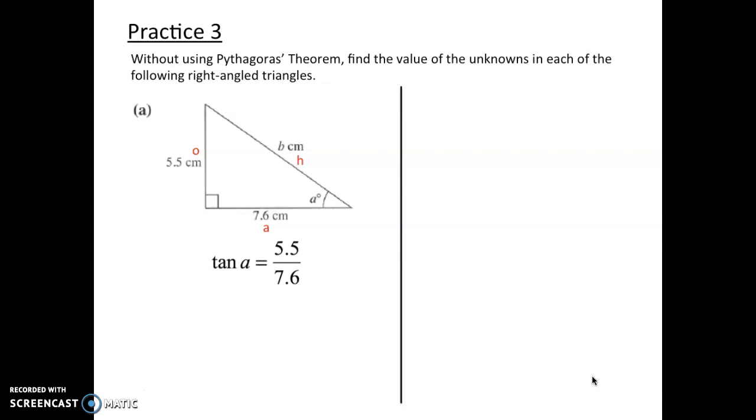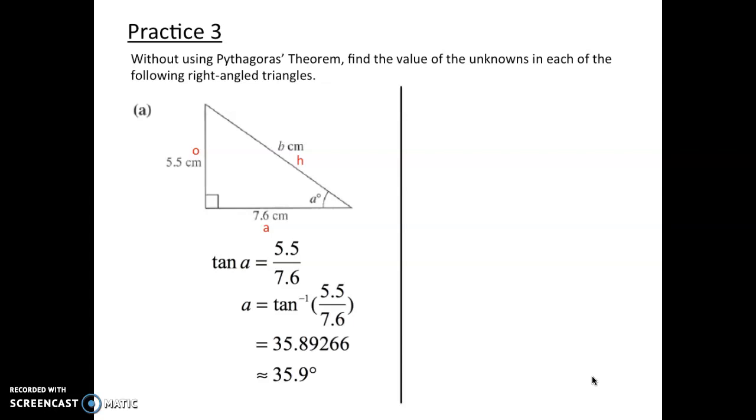Therefore, tangent A is equal to the opposite side over the adjacent side, which is 5.5 over 7.6. To find A, we'll use inverse tangent 5.5 over 7.6 to give us 35.89266. You have to round this off to one decimal place because this is an angle, and you get your answer.